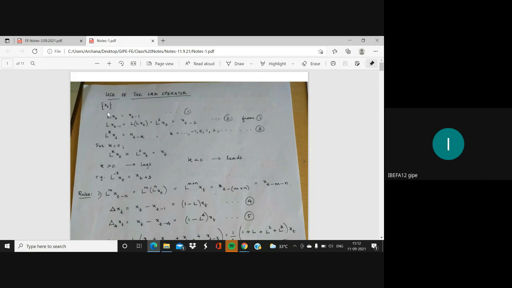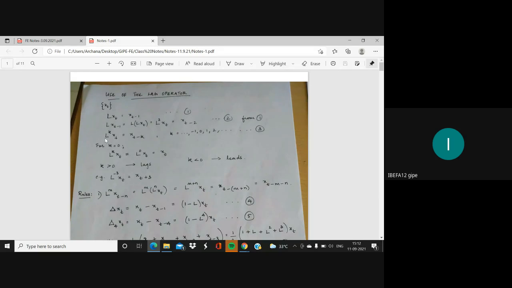If you take any time series xt, and I write Lxt, where L is the lag operator, it simply means that I'm lagging xt by one period. So it gives me xt-1. Now, if I write Lxt-1, again I'm lagging xt-1 by one period. So you can also write this as L into Lxt, which becomes L squared xt, which is nothing but xt-2. You're just lagging xt by 2 periods here.